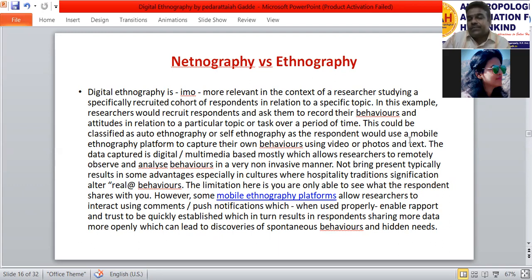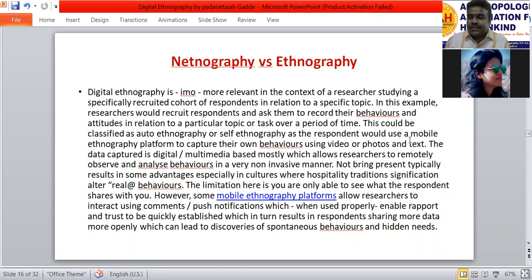This could be classified as an auto-ethnography or self-ethnography, as the respondent would use a mobile ethnography platform to capture their own behaviors using video or photos and text. The data captured is digital or multimedia based, mostly, which allows researchers to remotely observe and analyze behaviors in a very non-invasive manner.